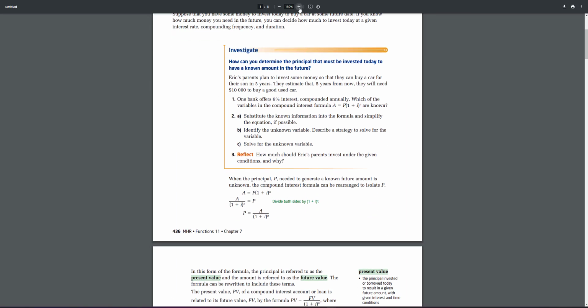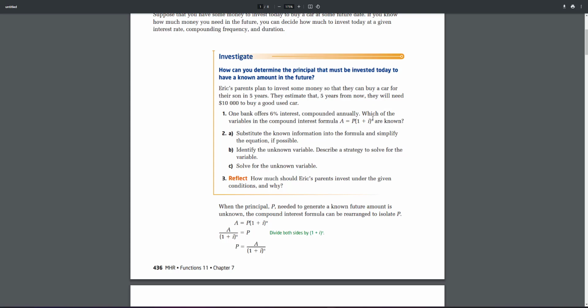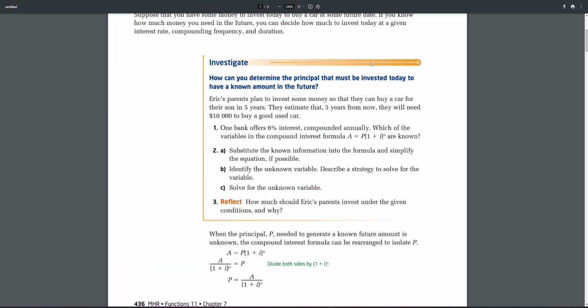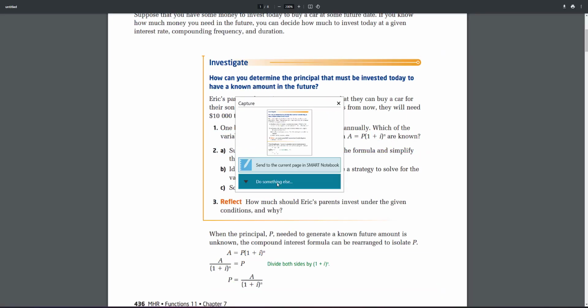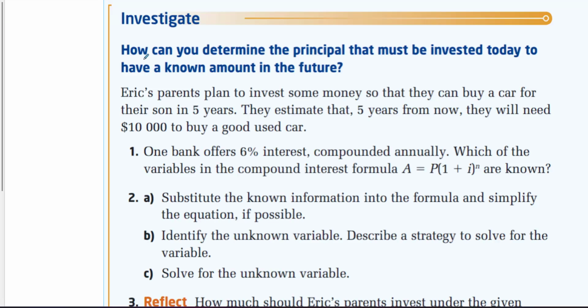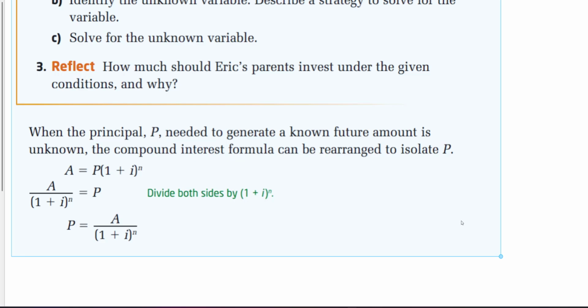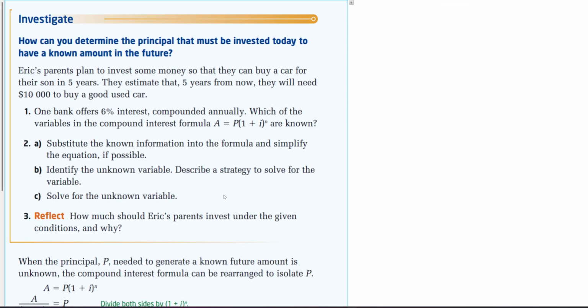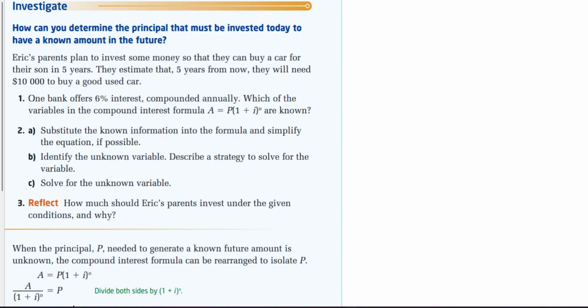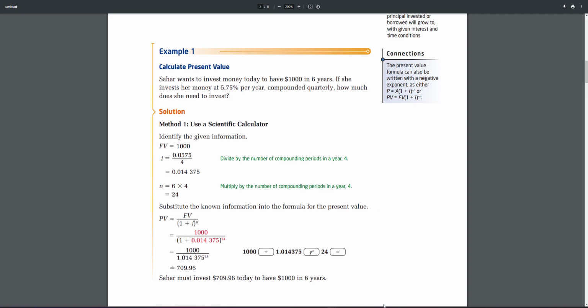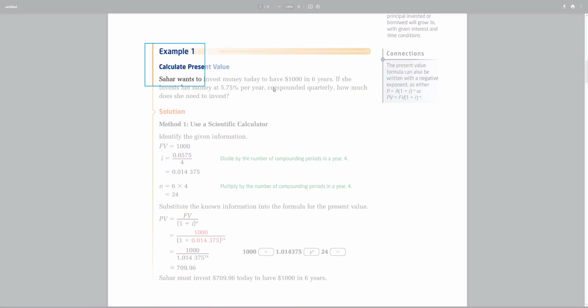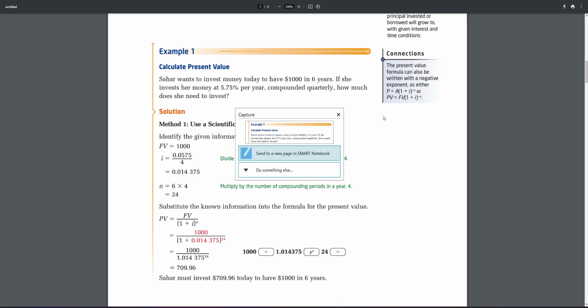Part 3, present value. Okay. Oh wait, this is an investigate question. Oh, sorry, we're not doing investigate. We're going to do an actual question. Here we go. We got a question.